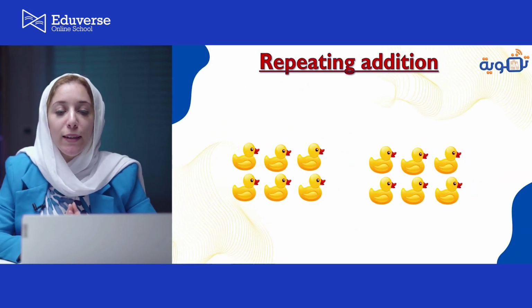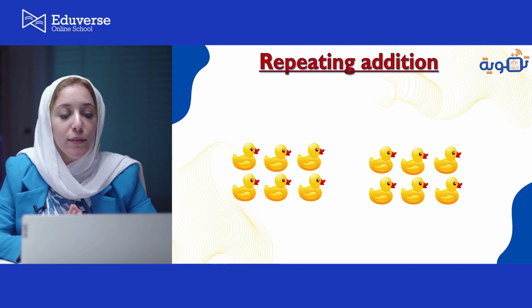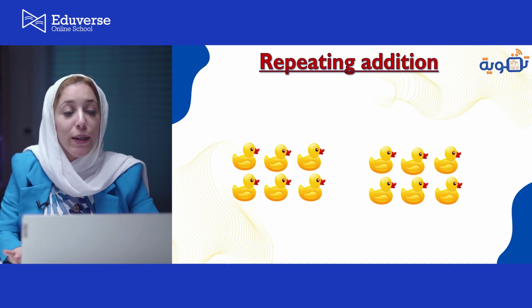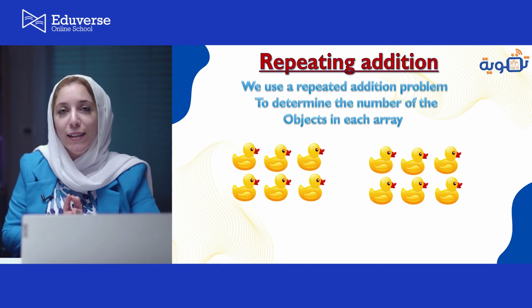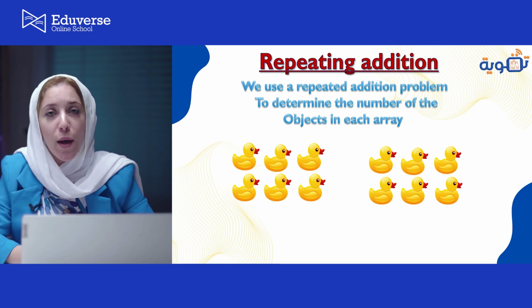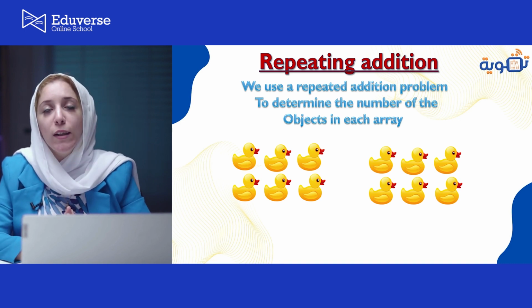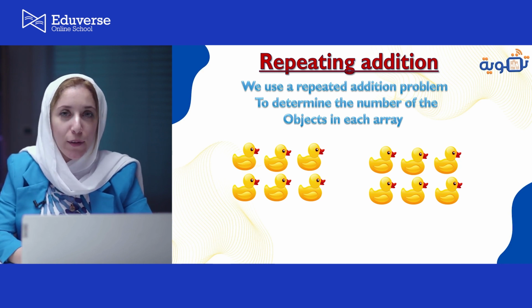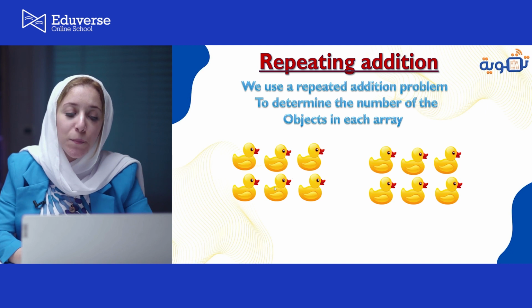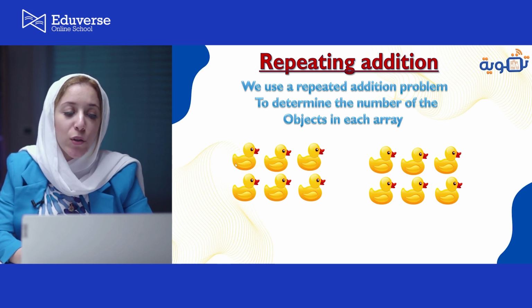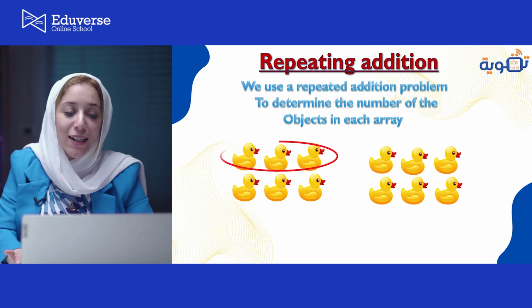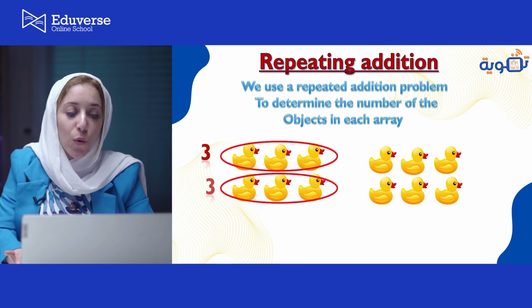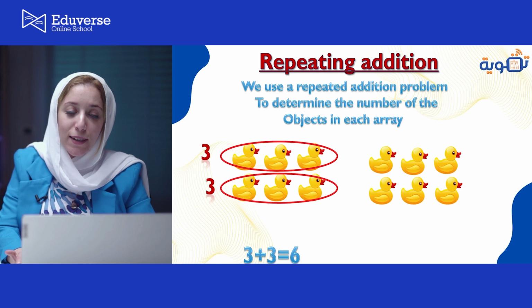Now, let's talk about repeated addition problems. I want to know how many ducks are in each array. So, we use repeated addition to determine the number of objects in each array by adding all the objects together in each row and by adding all the objects together in each column. Look at this array. How many rows in this array? Yes, great. We have 2 rows. So, how many ducks in each row? Very good. We have 3 ducks in each row. So, how can we write repeated addition for each row? Like this. 3 plus 3 equals 6.